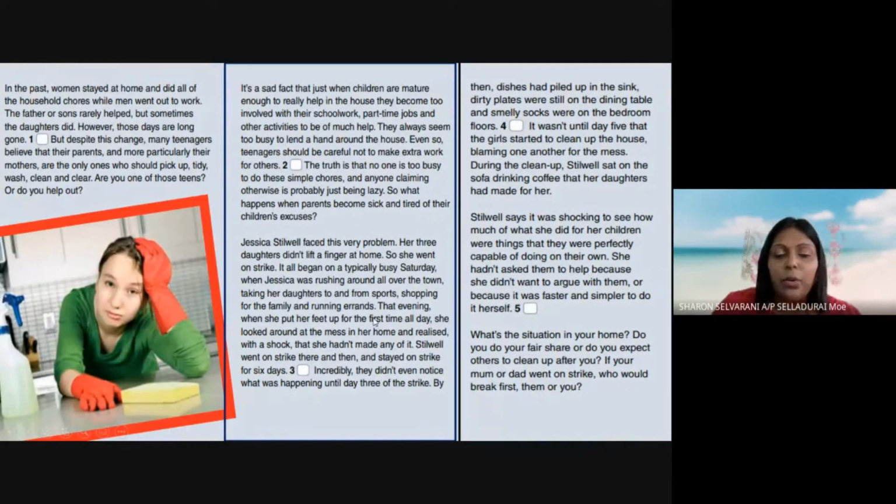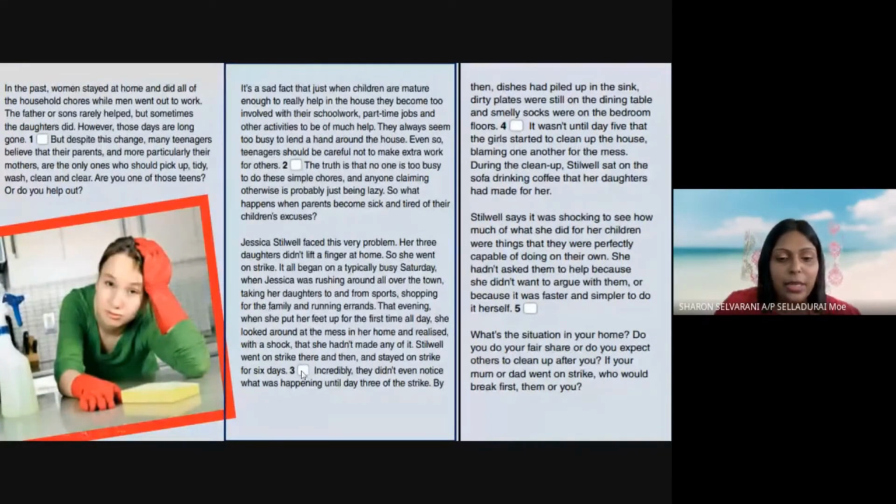Okay, so the mother was so tired looking at the mess of the house, she decided to put her feet up. Feet up meaning she wanted to rest. Okay, so Stilwell went on a strike there and then, and stayed on a strike for 6 days. She just didn't want to do anything. She said, stop it, I'm not going to do any more cleaning, because the mother is so irritated.